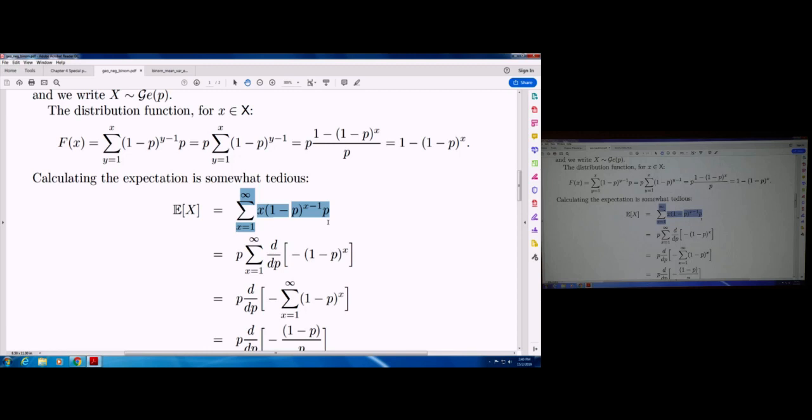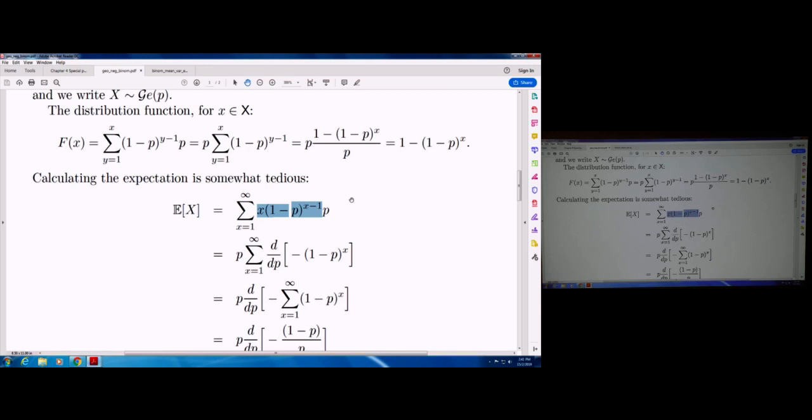The first thing you notice is that p is a constant in x, so I can take p outside the summation, which is what I've done here. What I'm left with is the sum over all x of x times (1 minus p) to the x minus 1. Now, the trick to notice here is that if I have x times y to the x minus 1, that looks like a derivative. And that's exactly what we guess.